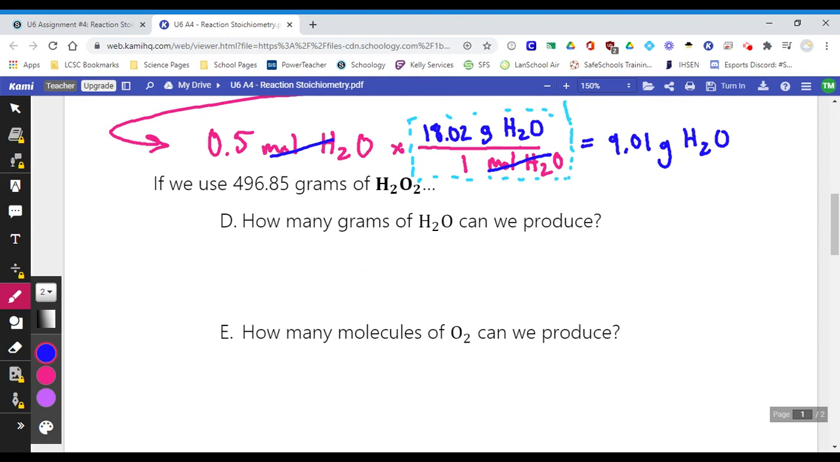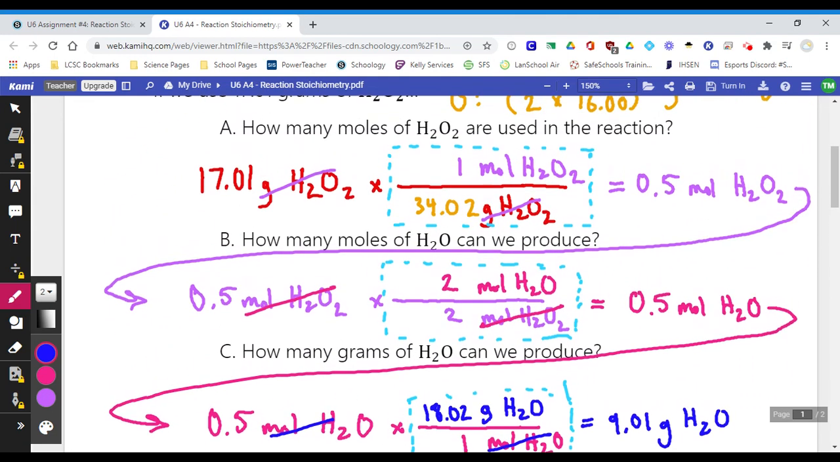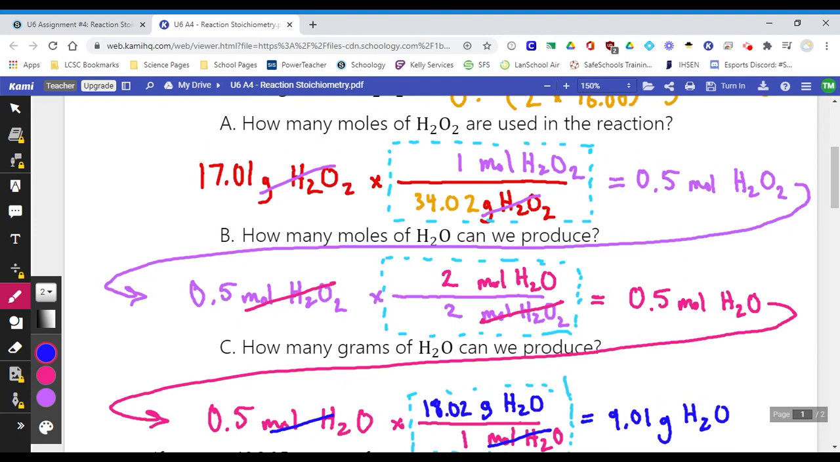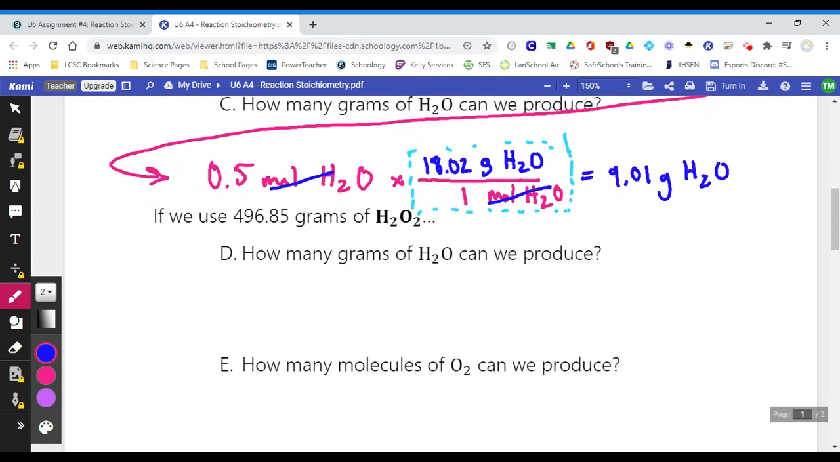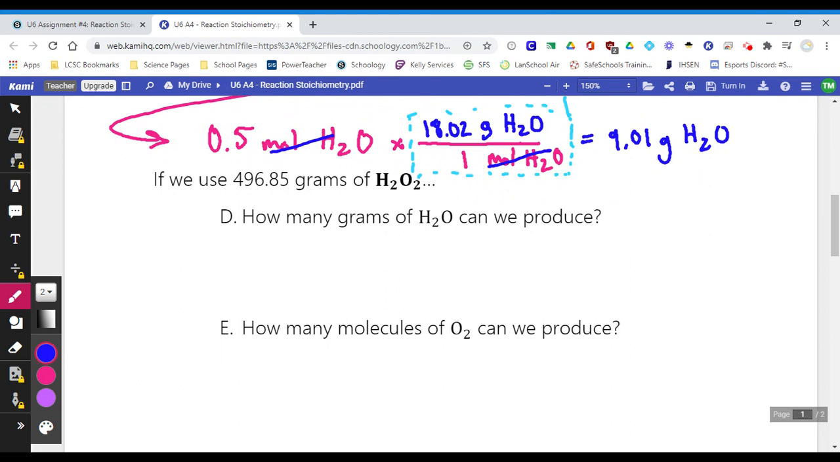Okay, so I want to go from grams of H2O2 to grams of H2O. It's very similar to what we did up here, just rather than asking in these individual discrete steps, we're being asked for it all at once. I will have grams of hydrogen peroxide. I want grams of water. Let's just do it. So I'm going to start with 496.85 grams of H2O2, because, I mean, what else do I have to start with?